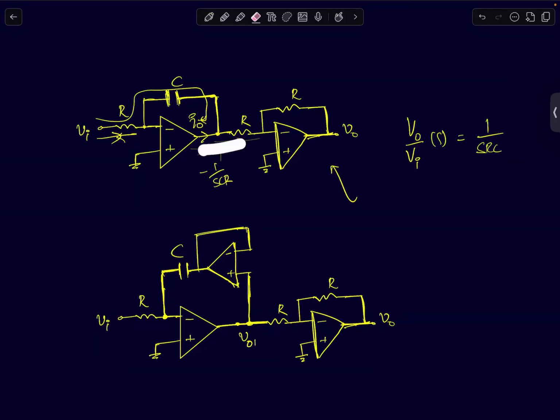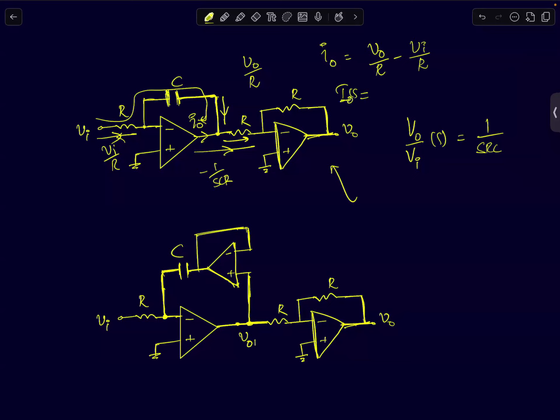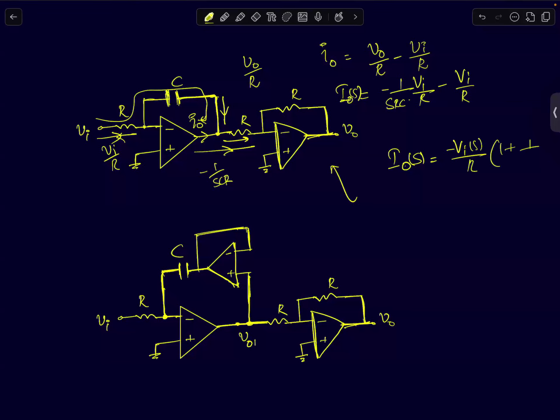And the current flowing through the input of the second resistor, or input of the second inverting amplifier circuit, is V naught by R. So this current is Vi by R, but the directions are different. Vi by R is entering, V naught by R is leaving. So if I calculate, your I naught will be equal to V naught by R minus Vi by R. And what is V naught? Let's write it in terms of Laplacian variables. V naught is minus 1 by SRC times Vi. So the total current that you are supplying is simply Vi of S with a minus sign by R into 1 plus 1 by SRC. This is the total current that the op amp is supplying.